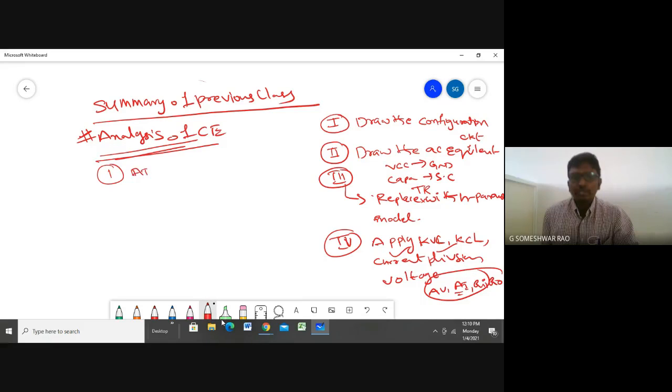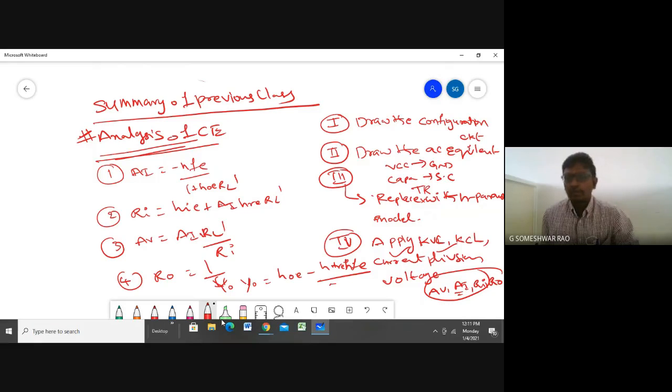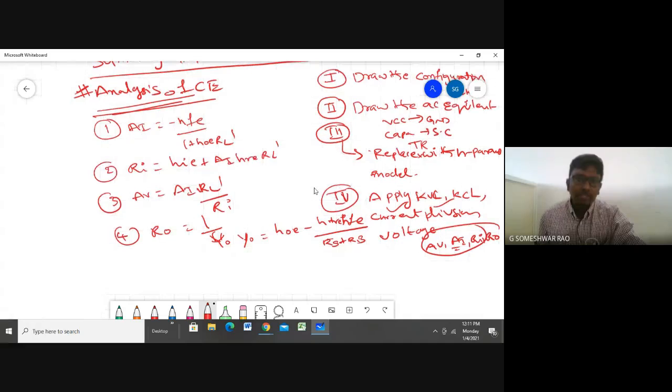First is AI, the current gain: minus HFE by 1 plus HOE into RL dash. Similarly, second one we have calculated RI: HIE plus AI into HRE into RL dash. Third one is AV equals AI into RL dash by RI. And fourth, R naught equals 1 by Y naught. Strictly speaking, Y naught equals HOE minus HFE HRE by RS plus RB. Just look at the formula once. These are the formulas that we have derived in last class. Is it okay? So this was the last class.